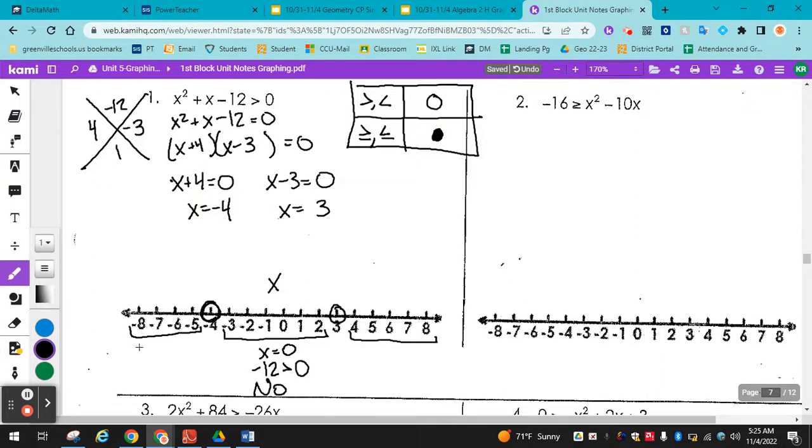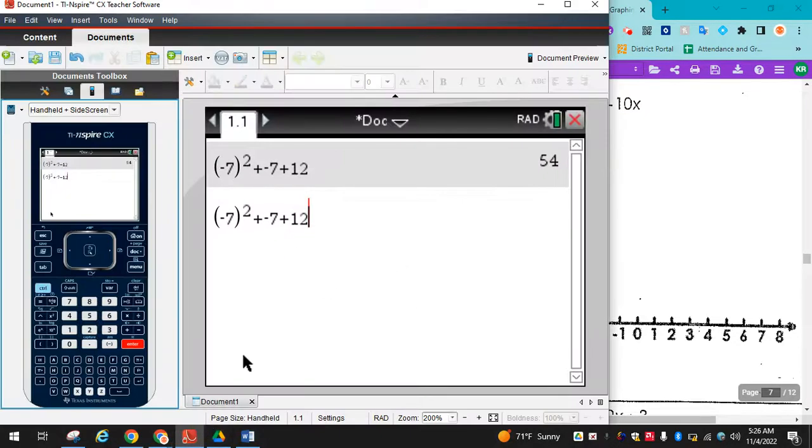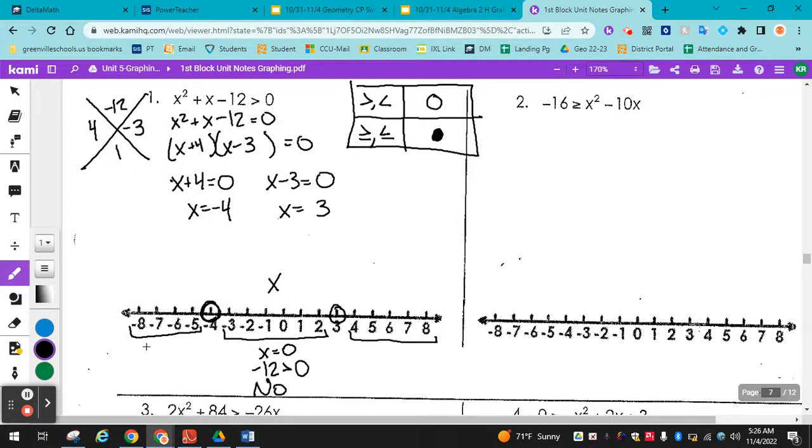We can try negative 7 just to make sure we're shading on the outside, but you're either going to shade on the inside or the outside. So since we're not shading on the inside, you're probably going to shade on the outside. So we're going to plug negative 7 in. When I plug negative 7 into the calculator, I get 54. Is 54 greater than 0? Yes. So you're going to color in this whole side of the number line. Any of these numbers to the left of negative 4 will work.